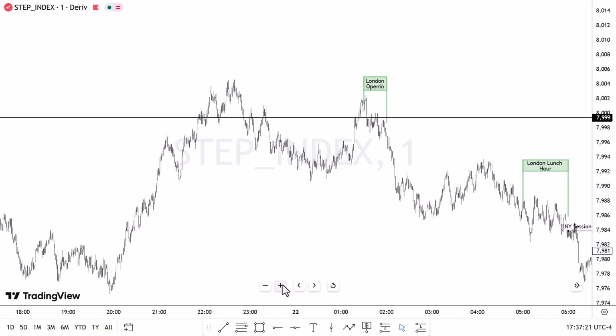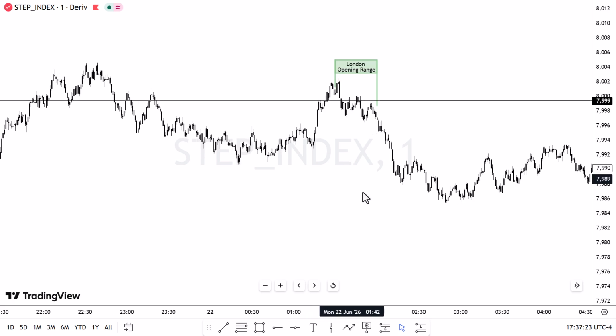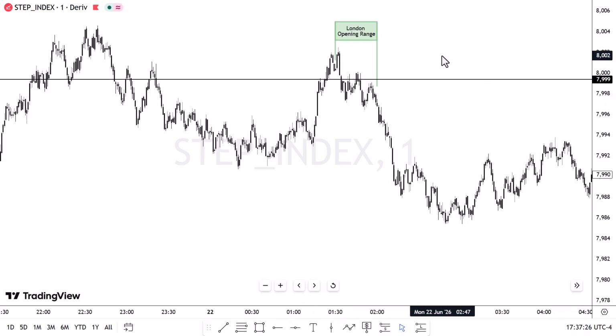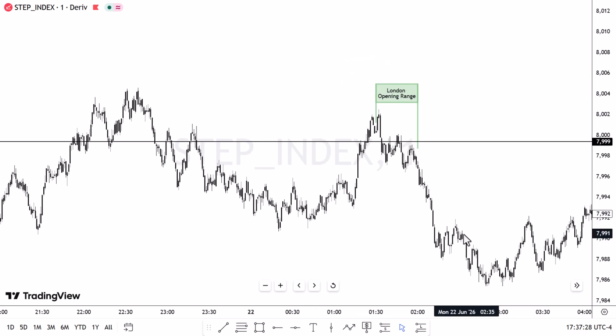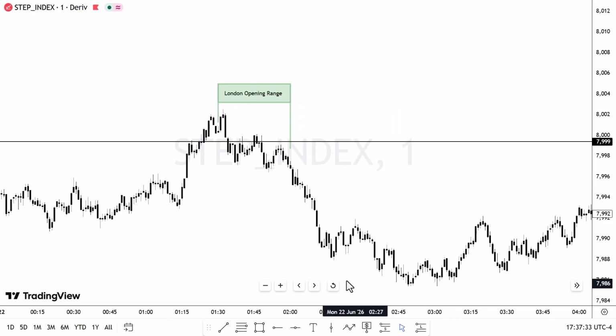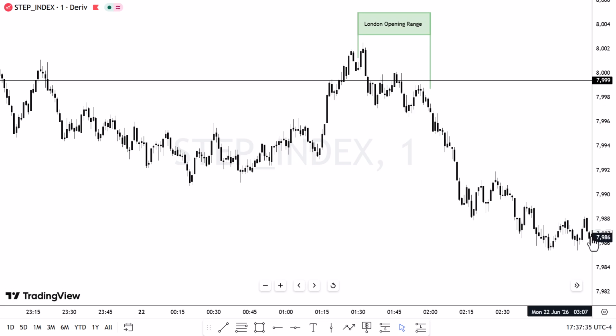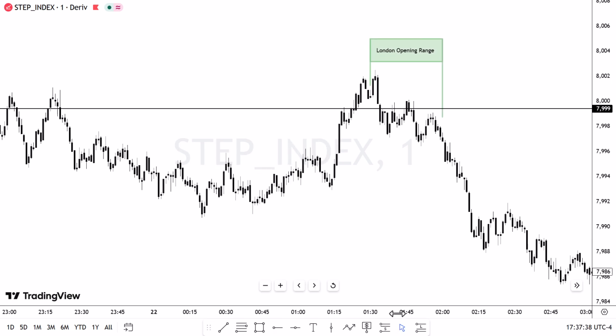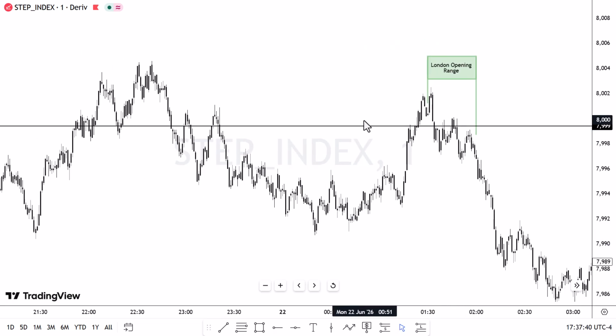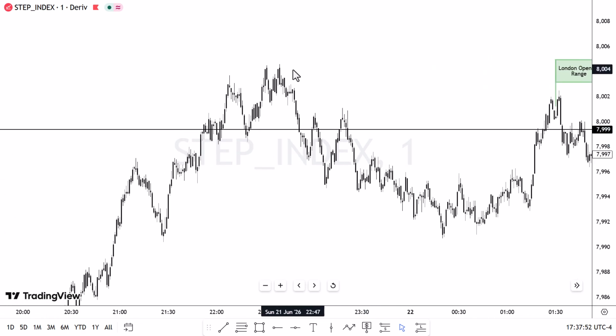This is the first session of the day. It is the London session. Okay. So here is the first session of the day. Let me zoom in a little bit more so that we can clearly see what's going on here. So this line here that you're seeing is previous day PM session liquidity highs. This is the initial highs of the day.